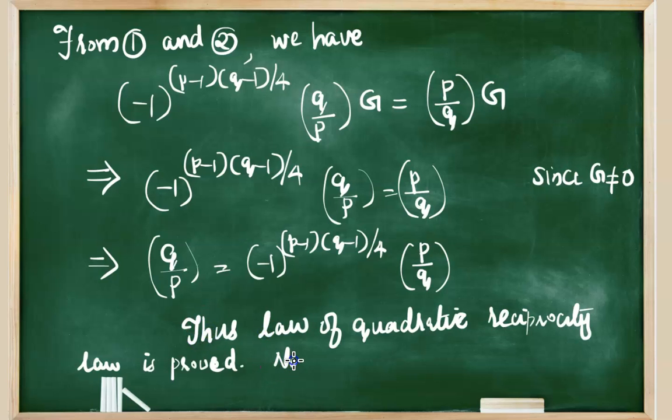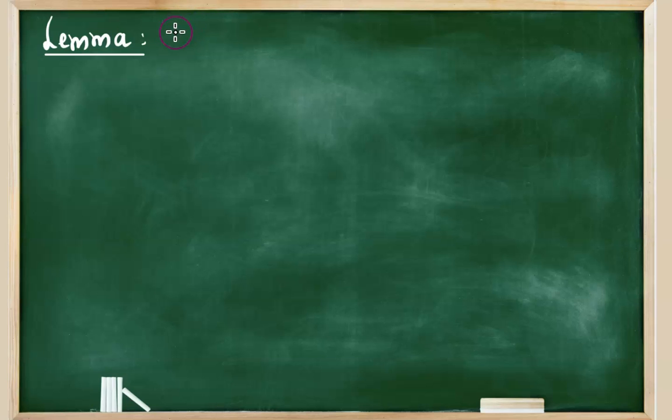Now, it remains to prove the following lemma. The lemma states that g squared is equal to (minus 1) raised to (q minus 1) by 2 into q.